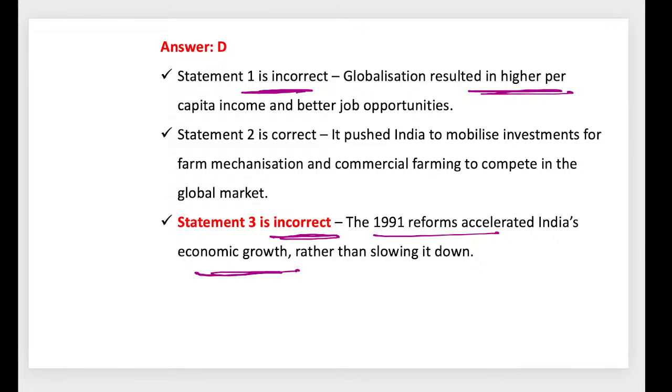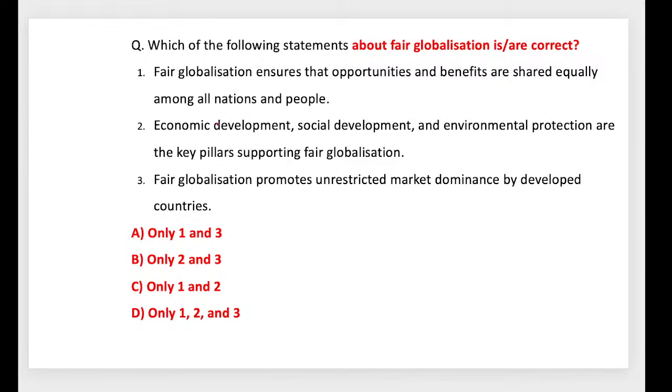Everyone, quickly. Next one: fair globalization. Now the next term is fair globalization, and you have to find out the correct statement.